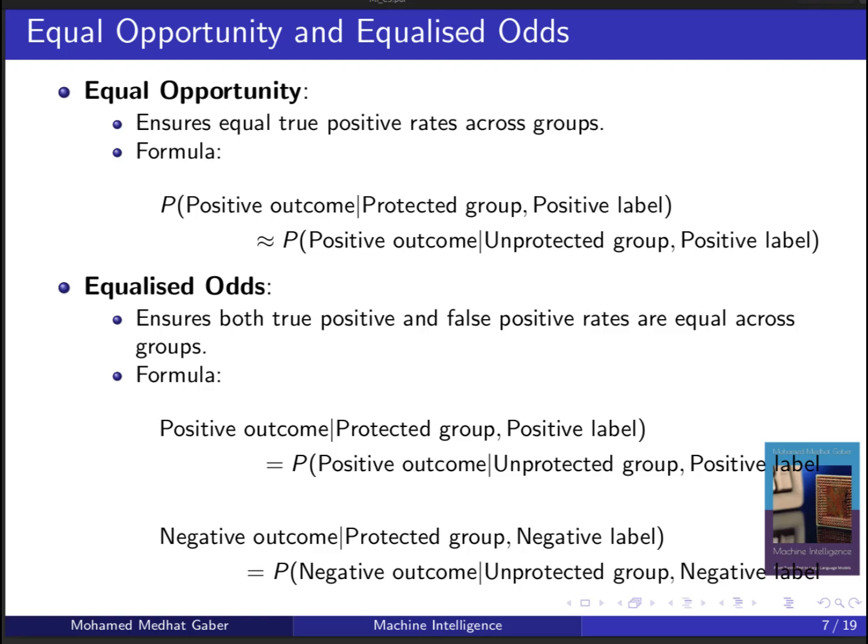Understanding and applying these fairness metrics is crucial for developing AI systems that promote equity and fairness. By striving for equal opportunity and equalized odds, we can work towards mitigating systemic biases, ensuring that AI decisions are just and that all individuals are treated equitably by automated systems.